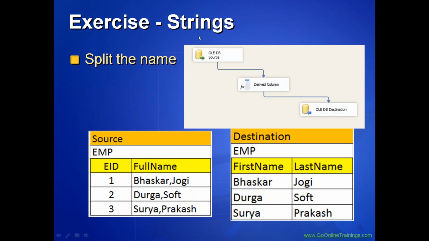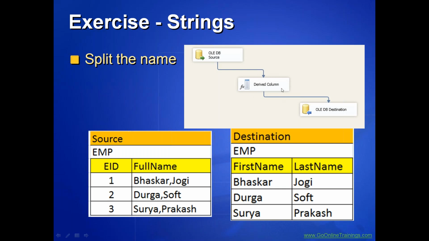I also want to split the name. Bhaskar is the first name, Jogi is the last name. I have the full name in the table. In the destination I need to split the data and store it like this: Bhaskar, Jogi, Durga Soft, Surya Prakash, whatever you want. I would like to split the full name into first name and last name. Or you may get the first name and last name and convert them into a full name. Whatever you want to do, you have to write an expression, and expressions can be written in the derived column transformation.